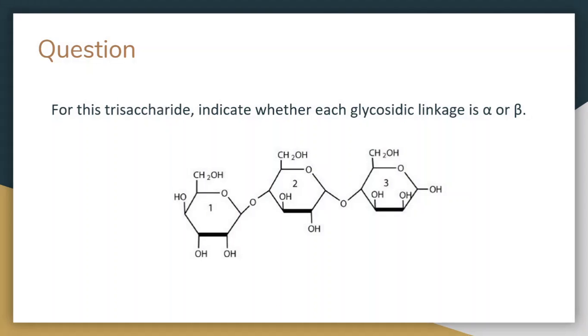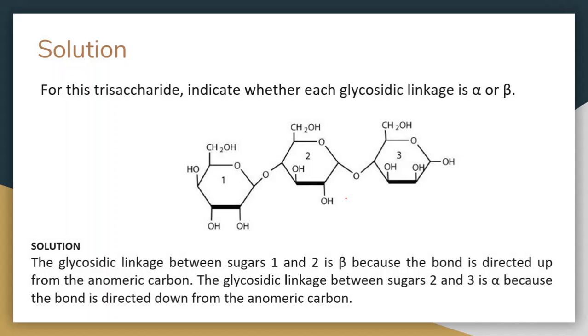Now coming to the questions. This is a trisaccharide over here. You have to tell whether each glycosidic linkage is alpha or beta. This one is alpha or beta and this one is alpha or beta. Over here the OH is above the plane of the ring, so this is beta, and over here it is below the ring, it is alpha. So, beta and alpha.